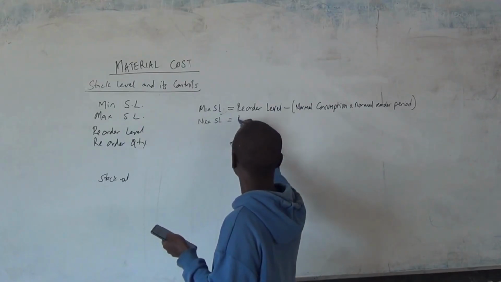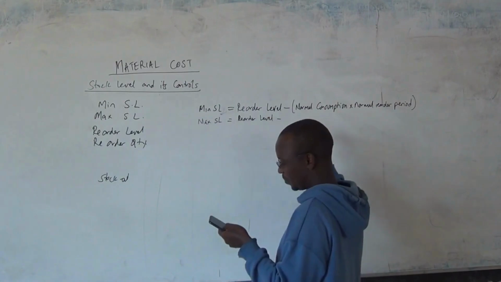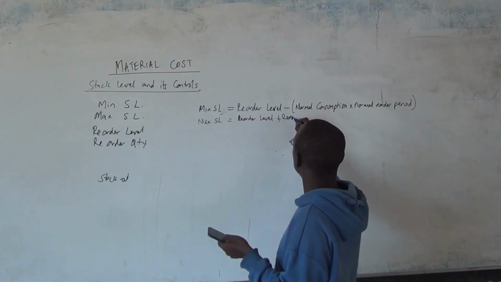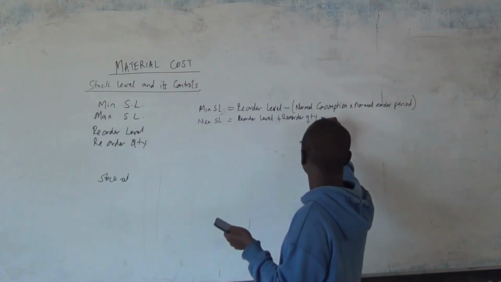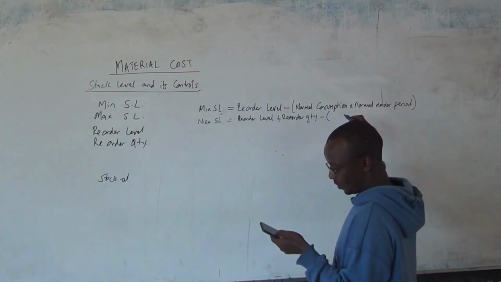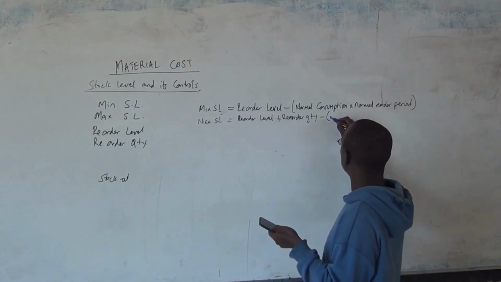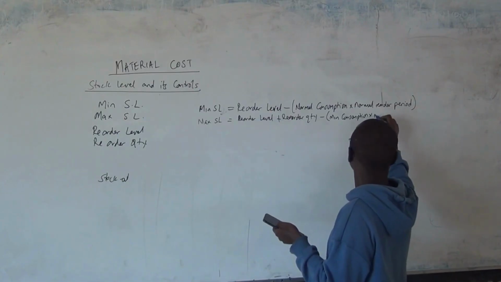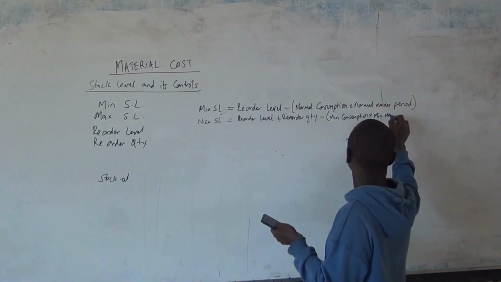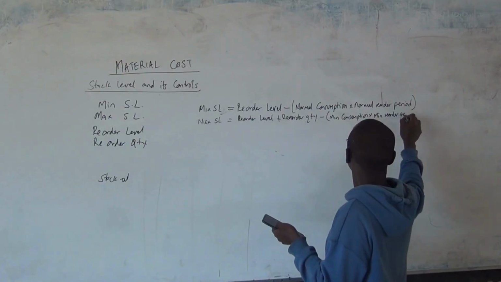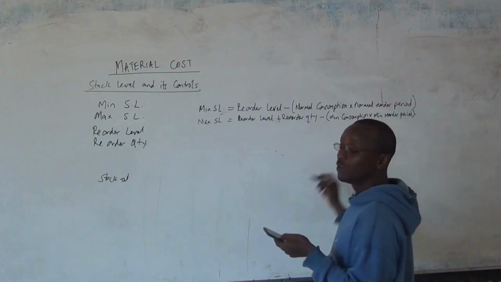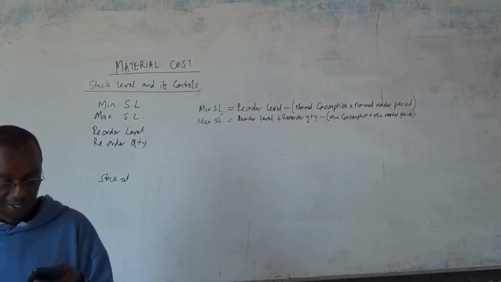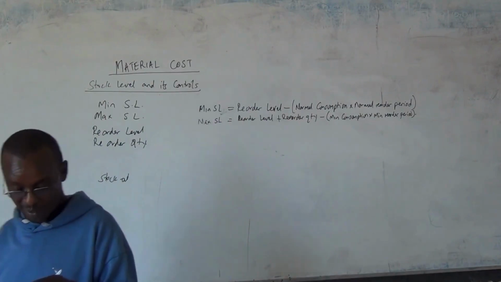Reorder level plus the reorder quantity minus minimum consumption multiplied by minimum reorder period. You need to remember these formulas. So, put them somewhere in your mind.